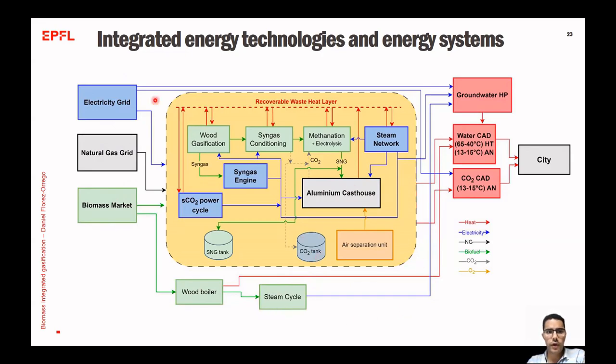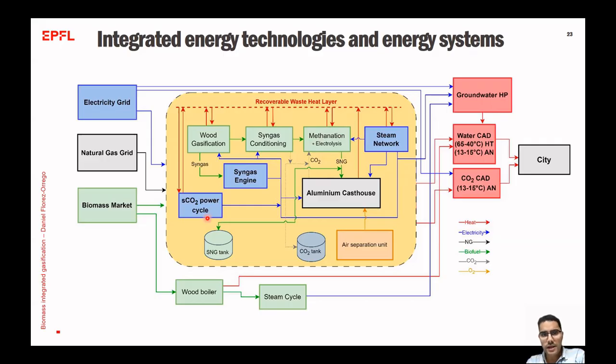On the other hand, the wood gasification, as we said, can directly provide the syngas. It can provide the syngas to the syngas conditioning and methanation unit. And then in this sense, we can provide two types of fuels to the aluminum remelting plant, the synthetic natural gas and the syngas. But then the CO2 that is produced can also be valorized by using an electrolysis and methanation unit that merges the CO2 that is produced in the aluminum cast house after we burn the synthetic natural gas to produce more fuel in a cyclic fashion.